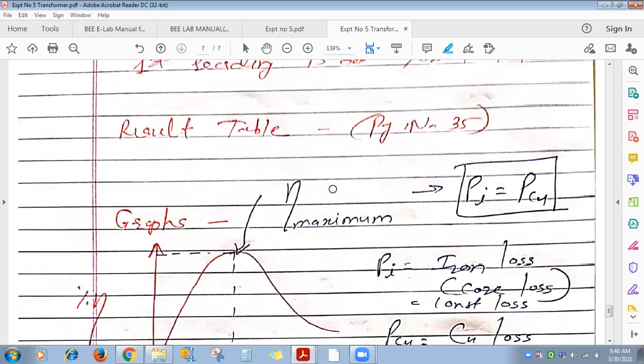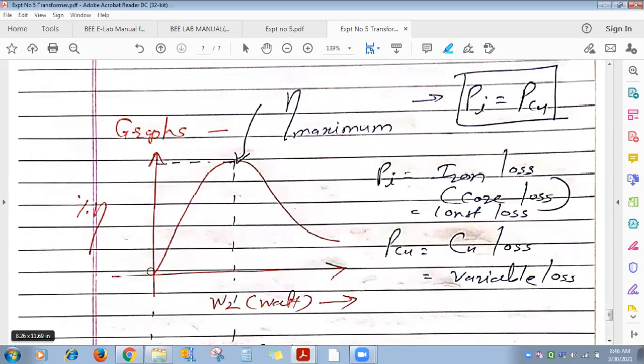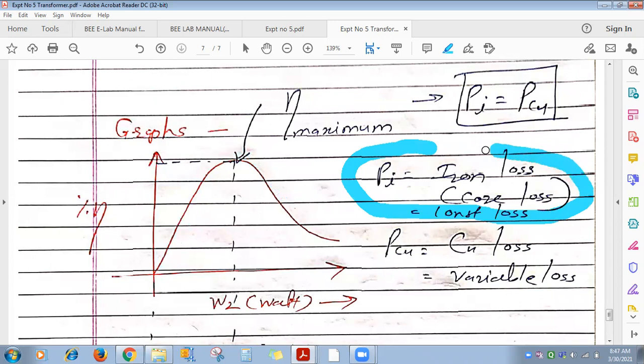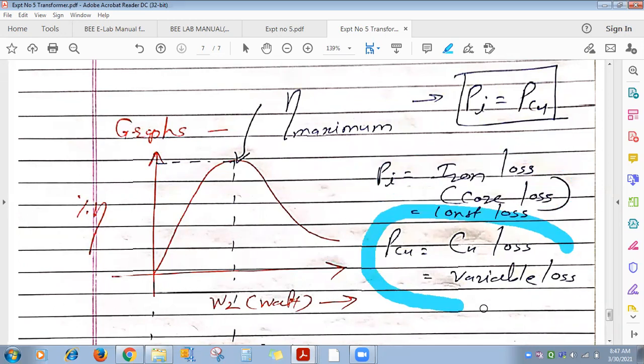Yes, ma'am. Okay, so see what happens here: efficiency initially increases, then reaches a maximum, and then decreases. Why is it so? The reason behind it is that, see, from this to this point, two losses take place in the transformer. One is iron loss, another one is copper loss. See here, I have written iron loss, Pi, which includes core loss, eddy current loss, hysteresis loss. So it is called constant loss. You will learn in theory why it is called constant. Okay. And another loss is copper loss. Primary winding and secondary winding are made up of copper: I1 square R1, I2 square R2, copper loss.